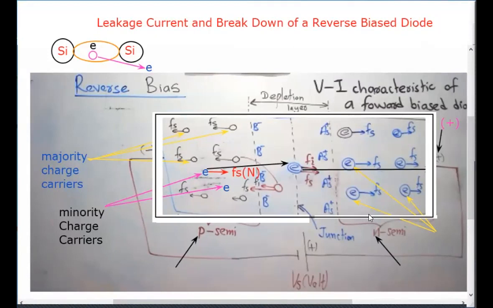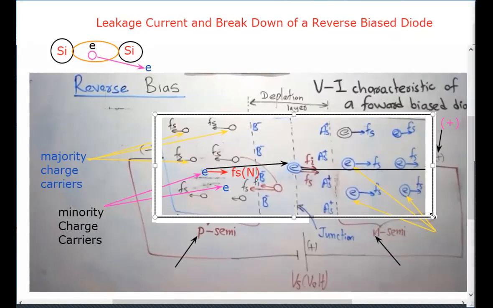When a diode is reverse biased, no current flows through the diode due to the majority charge carriers, but there will be a very small current through the diode due to the minority charge carriers. The small current is known as leakage current. Within open bracket, free electrons which are generated by broken covalent bonds are known as minority charge carriers in P semiconductor side. Similarly, holes which are generated by broken covalent bonds are known as minority charge carriers in N semiconductor side.